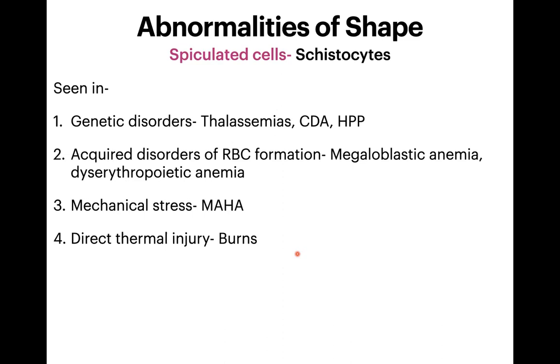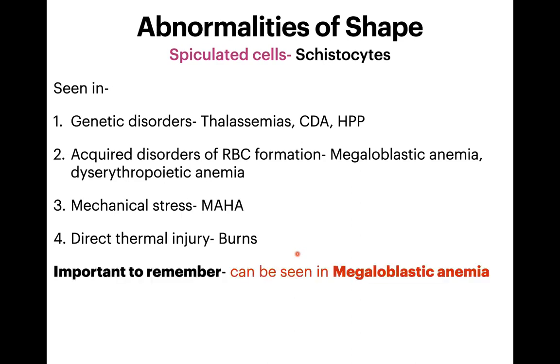Like I said, just focus on the causes. When you find a certain cell, look for the causes, because all of these have some additional abnormalities. Once you are seeing one type of cell, try finding the other types of cells that are seen in that condition, and on that basis you will be able to make a diagnosis on that smear.